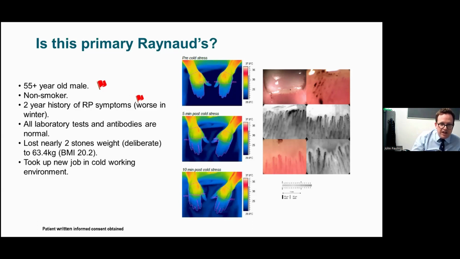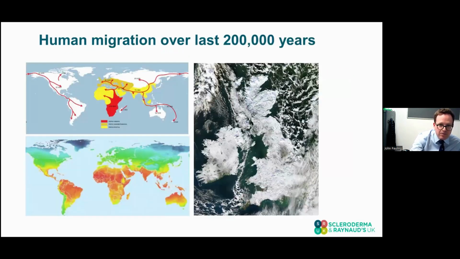But the other feature of the history here that was relevant is that he'd lost 2 stone in weight, which had actually brought him right down to bordering on being underweight. And this was planned. It was part of a fitness drive, and he'd also taken up a job working in a very cold environment. And I think this is the key aspect of the history. So that explained why he developed symptoms or presented at the time he presented.